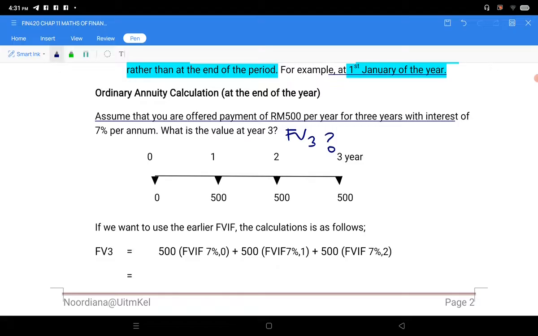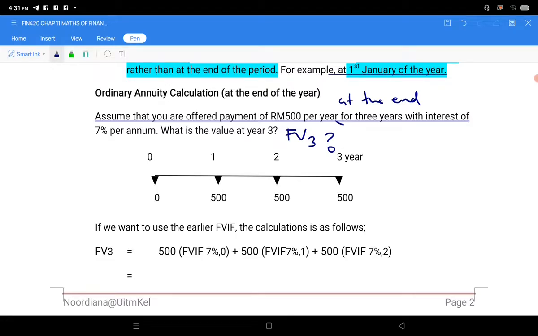Okay, so assume that you are offered payment of 500 per year for 3 years. So it doesn't mention over here, kan? So normally, the question should actually state over here, normally dia patut mention dekat sini lah, per year at the end. Okay, so kita tahulah itu adalah ordinary annuity. Tapi tak apa, kita proceed je dengan example ni.